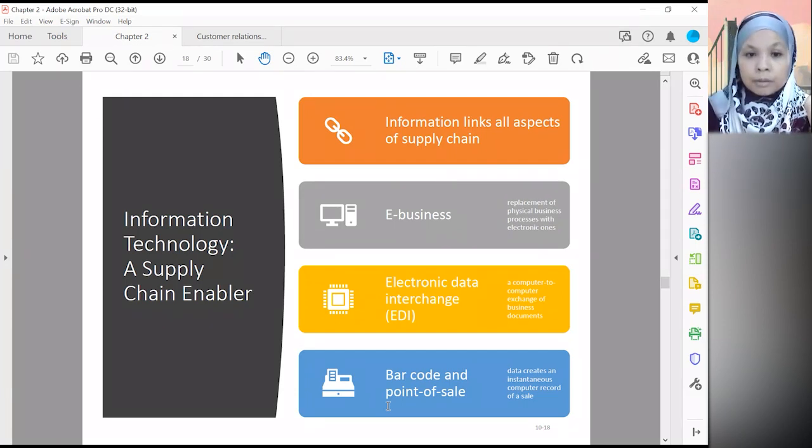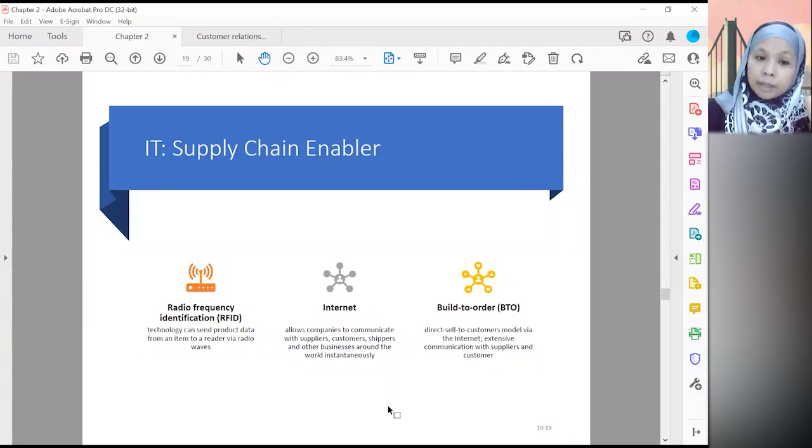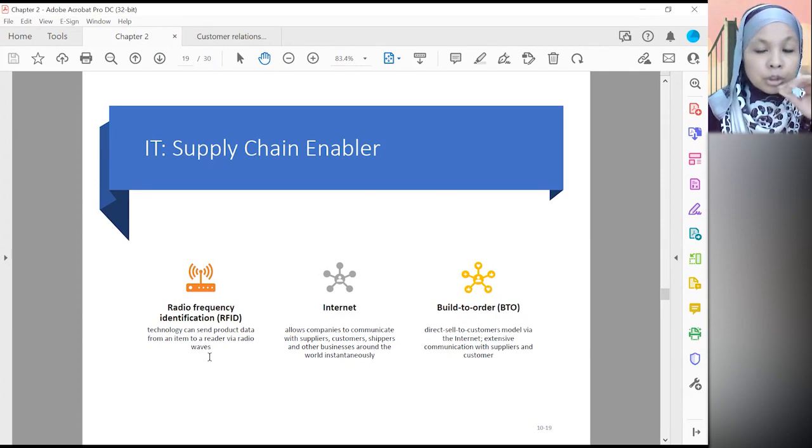Okay, so RFID is a technology that can send product data from an item to a radio via radio waves. RFID is very efficient, especially if you want to track product movements from the manufacturer, from the supplier, so that you can track the movement of the supplies that you ordered from your supplier.